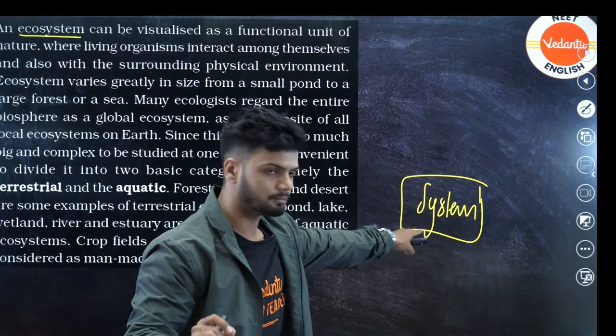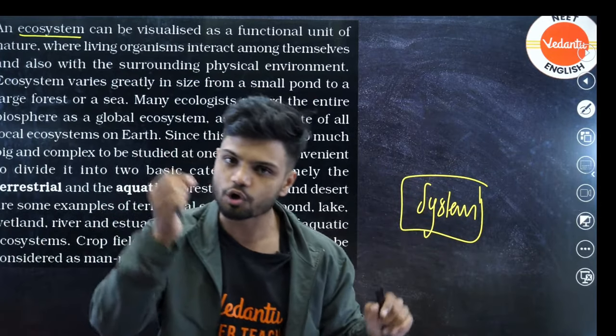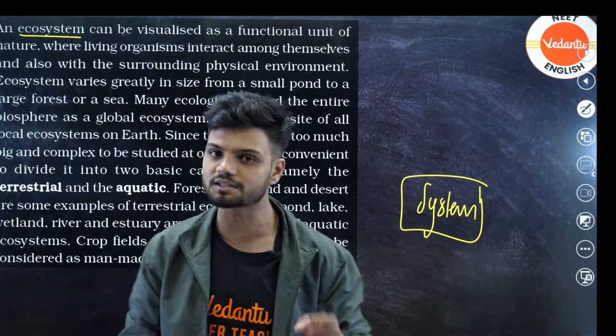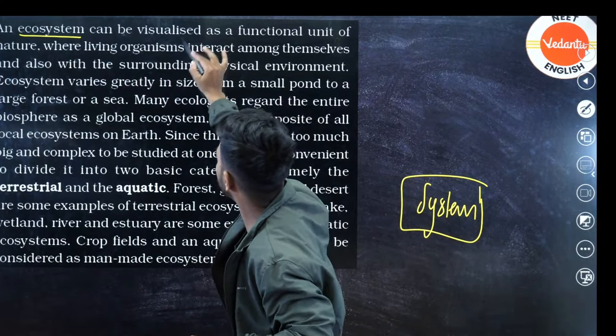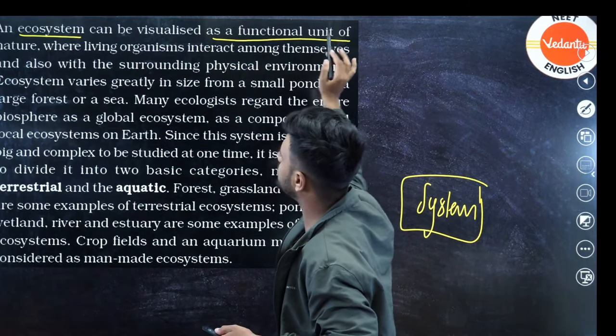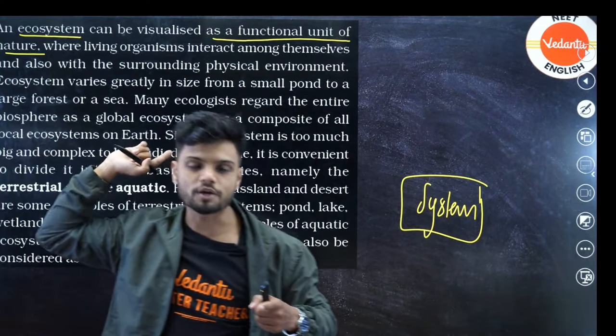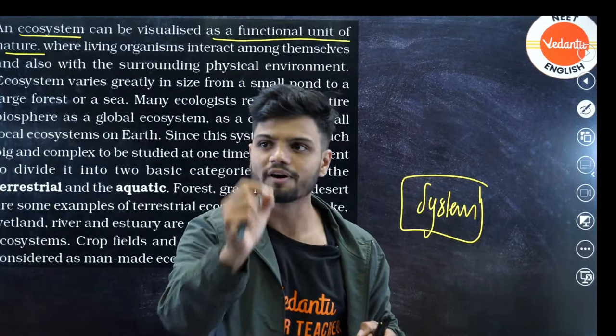So just like a system, our ecosystem is also a functional unit. That is the first line, first question. An ecosystem can be visualized as a functional unit of nature. This is a question. Yes, first line, first question.